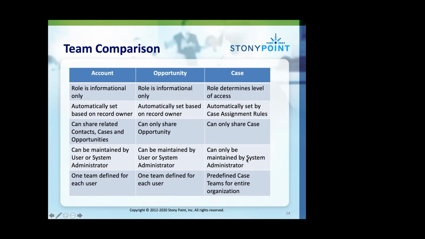Individual customer service agents can't decide who's on their team. With the account and opportunity, there's one team for each user. So your default team, you can only have one default team. If you want to do anything other than that, you're going to have to make a manual change. Whereas the case has a predefined case team for the whole organization.